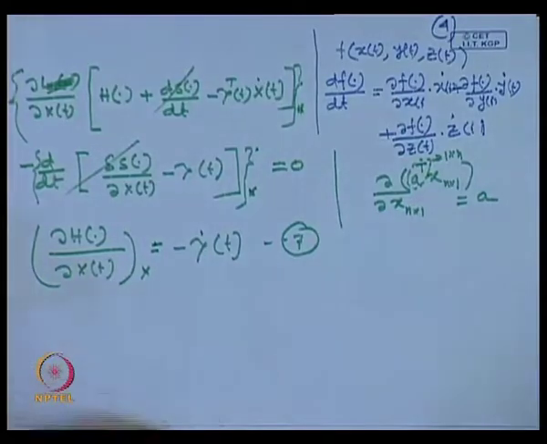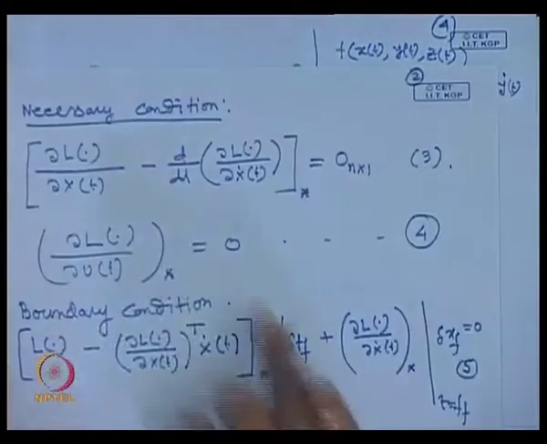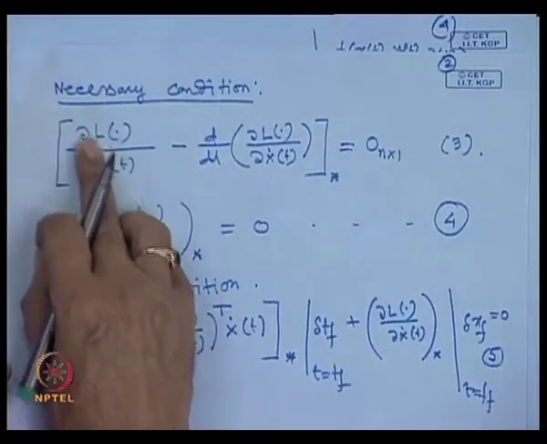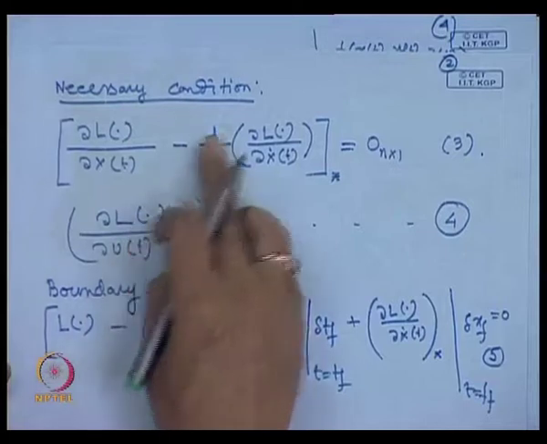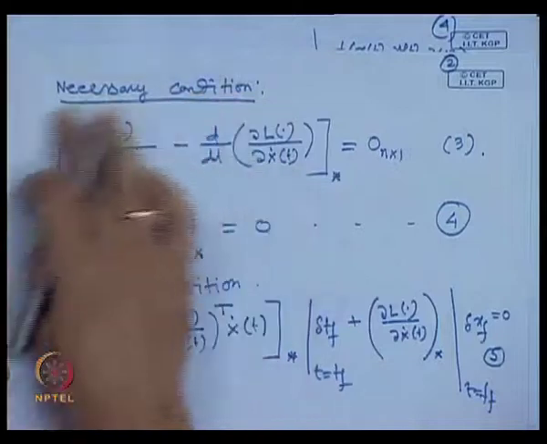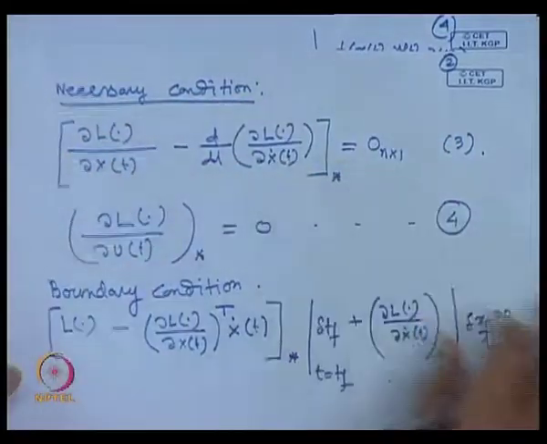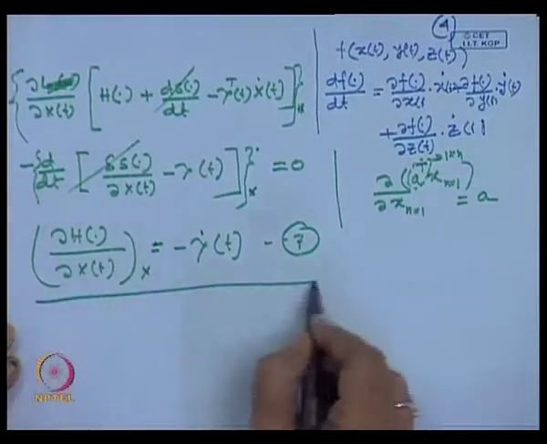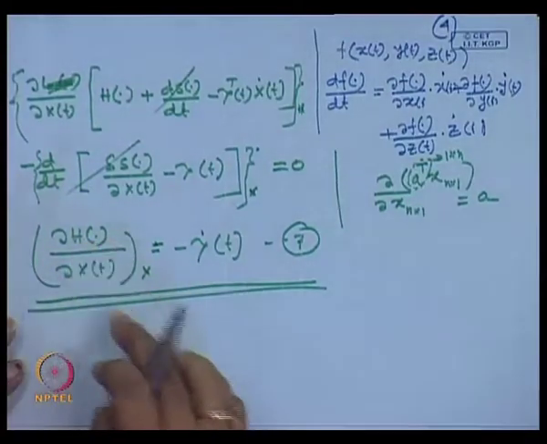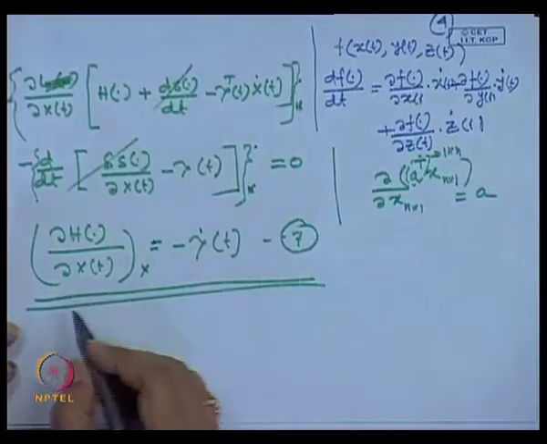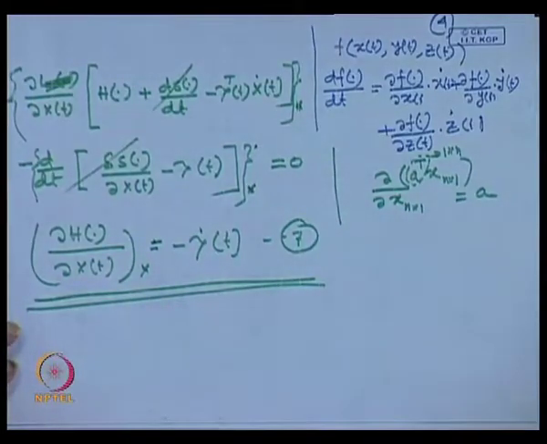Now see this one: when you use the Lagrangian function L, you take the partial derivative with respect to x, minus d/dt of del L del x dot, equal to 0. This expression boils down to what is called the simple Hamiltonian function form. This function is free from x dot, and is a function of x, u, lambda, and t.